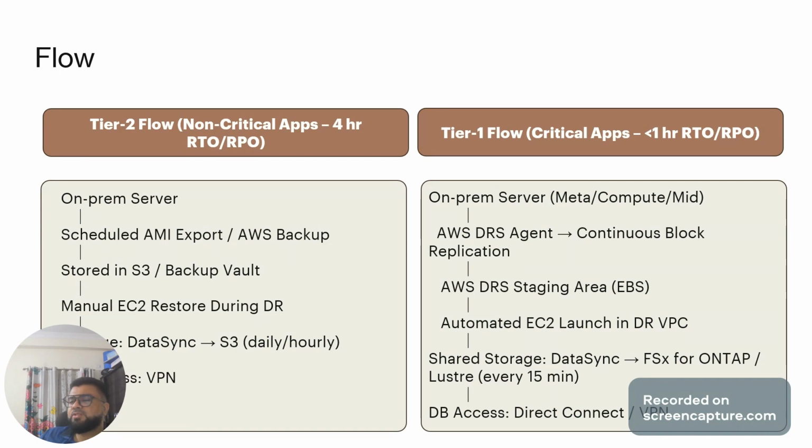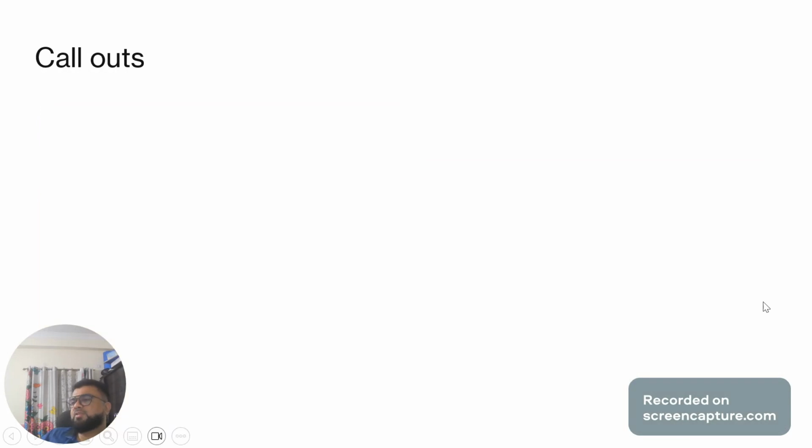Some special callouts. Why not just use DRS for everything? The answer is cost and practicality. DRS continuously replicates data and maintains staging infrastructure, which is excellent for mission critical systems, but not cost effective for non critical workloads that can withstand a few hours of downtime. Also, DRS handles only local block volumes, not shared NAS storage. For shared data, we use AWS DataSync to replicate NAS or on-prem file systems to FSx for Lustre.